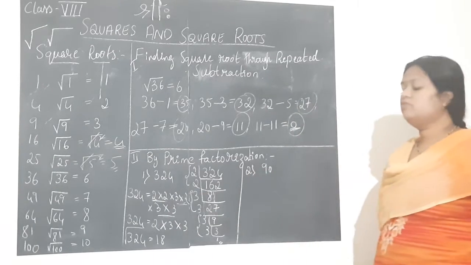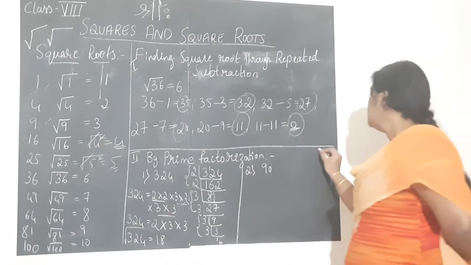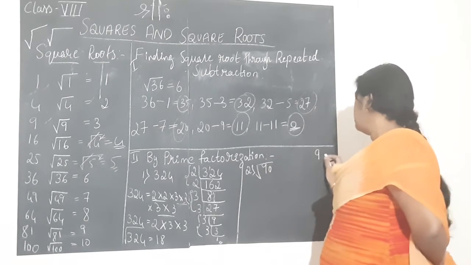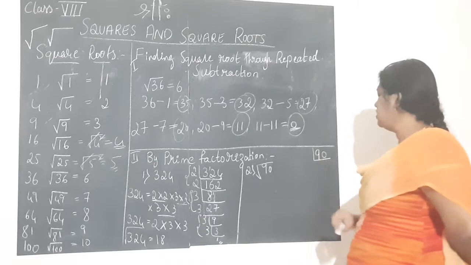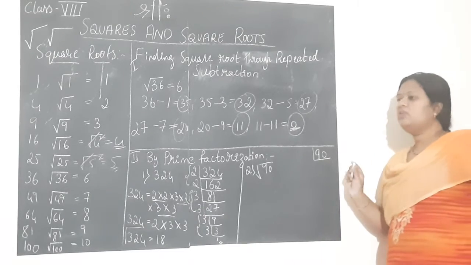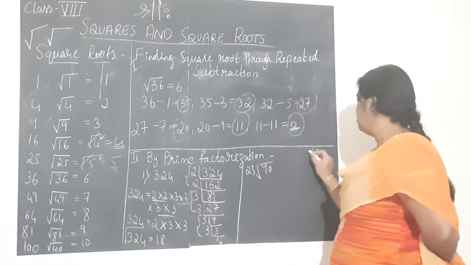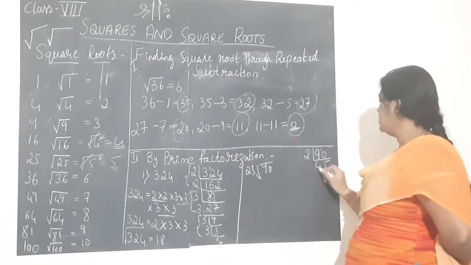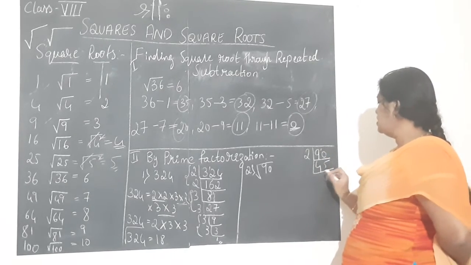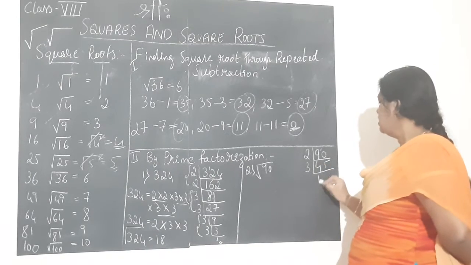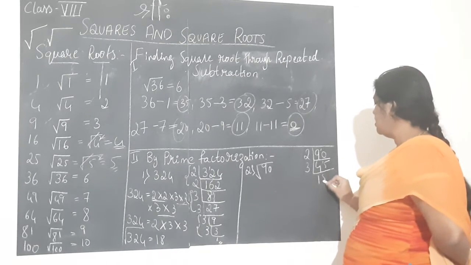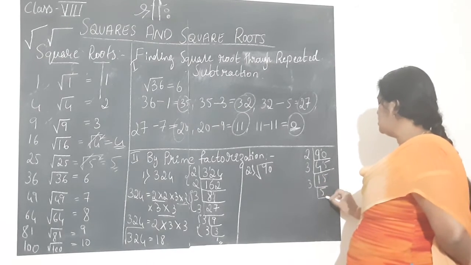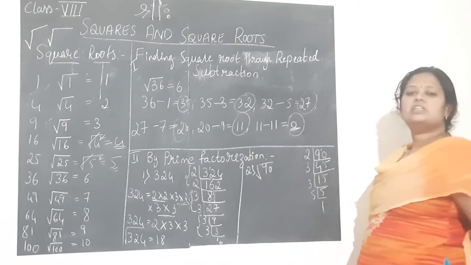Now I have chosen one more example, that is 90. To find the square root of 90 by prime factorization method, since 0 is an even number, I will start with table 2. 2 4s are 8, 1 remaining, 2 5s are 10. Since an odd number is there, I will start with table 3. 3 1s are 3, 1 remaining, 3 5s are 15. Again 15, 3 5s are 15, 5 1s are 5.